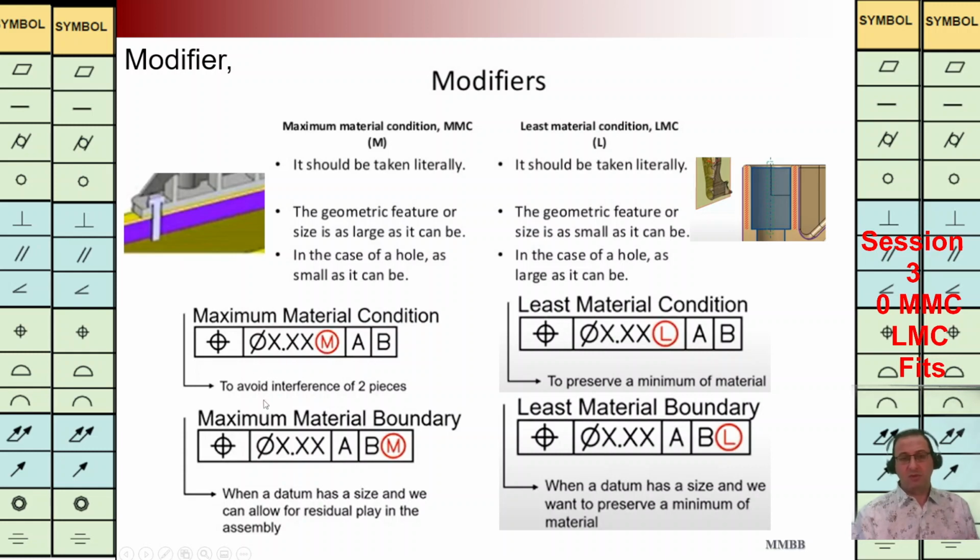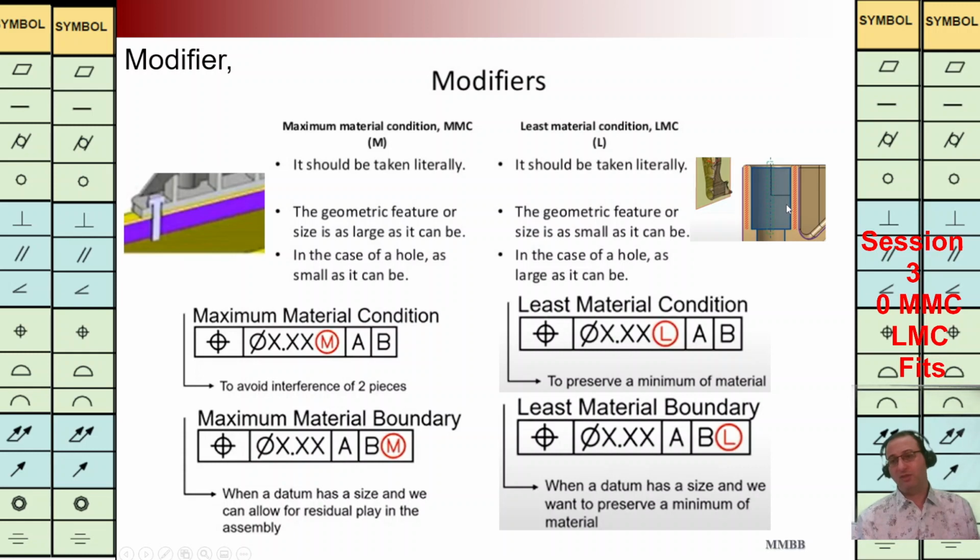For MMC, when we are going to assemble two components, for example, here we can see a bolt going through the holes. We have two components. In order to avoid any interference between two pieces, we are going to implement MMC.